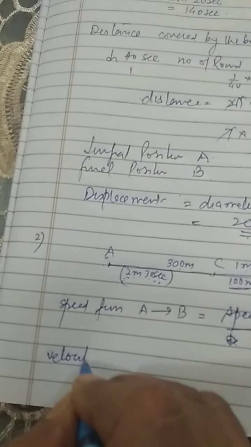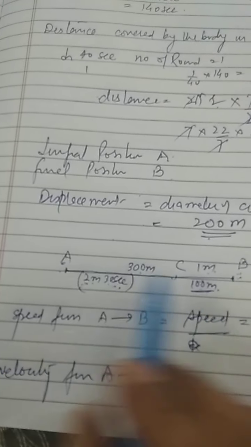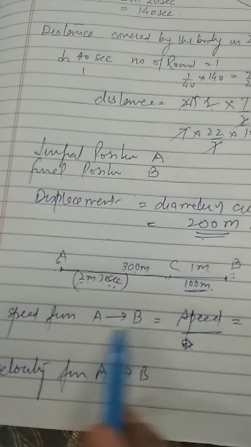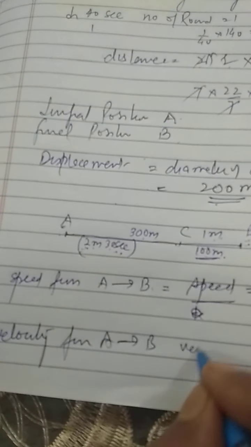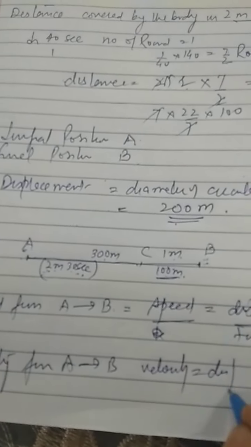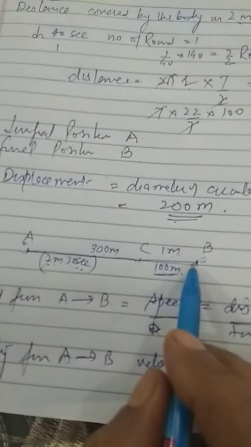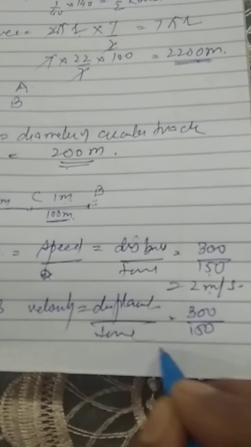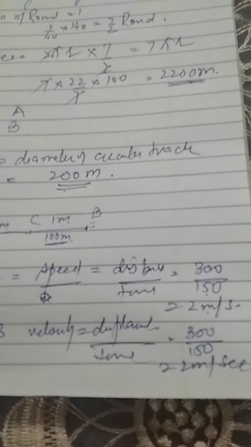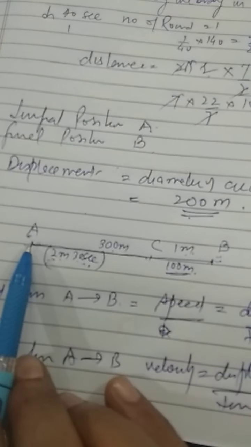And again we calculate the velocity from point A to B. First we calculated the speed from A to B, which comes out to be 2 meter per second. Now the velocity. Velocity is equal to displacement upon time. From A to B, because the body is traveling in a straight line, the distance and displacement are the same. Displacement is again 300 meter and the time is again 150. So the velocity is also 2 meter per second because the body is moving in a straight line. So the speed and velocity are the same. Now we calculate speed from A to C and velocity from A to C.